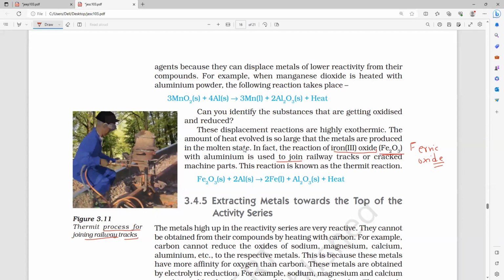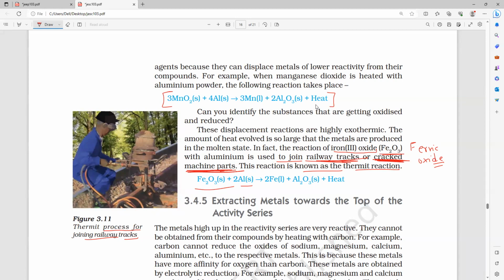With aluminium it is used to join railway tracks or cracked machine parts. Not only railway tracks. Underline the phrase cracked machine parts. In the exam, they will ask you about cracked machine parts. Remember that. So this reaction is called thermite welding. Even for thermite welding, we can write this equation also. But for joining the railway tracks, you have to write always this one.